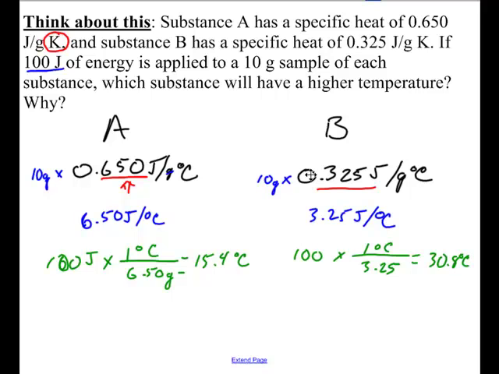So we've just proved what you can see by looking at this. This one takes less energy, only 3.25 joules, to cause 1 gram of the substance to go up 1 degree Celsius, whereas this one takes 6.50. So there you have it, a little information on specific heat, and hope this video makes sense.